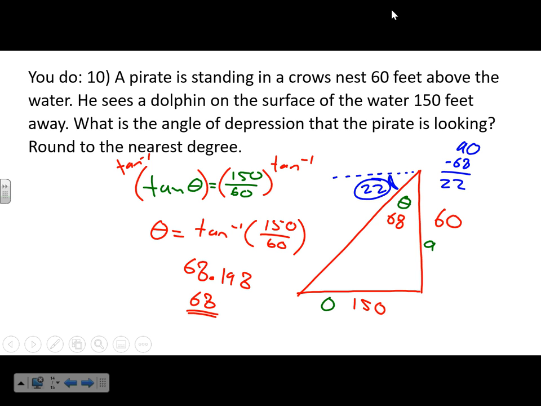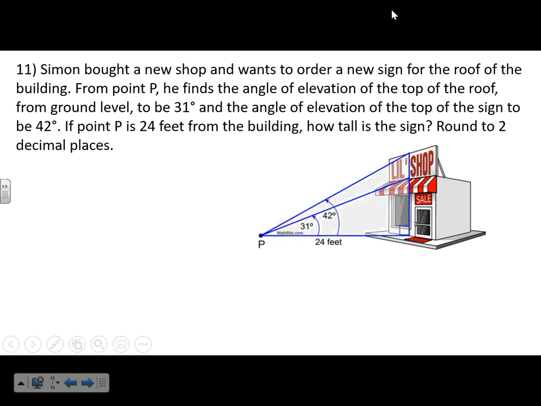Now the last one I have on here is just more of a challenge problem. Simon bought a new shop and he wants to order a new sign for the roof of the building. From point P, he finds the angle of elevation to the top of the roof from the ground level is 31 degrees, and the angle of elevation to the top of the sign is 42 degrees. The point P is 24 foot away from the building. How tall is the sign?